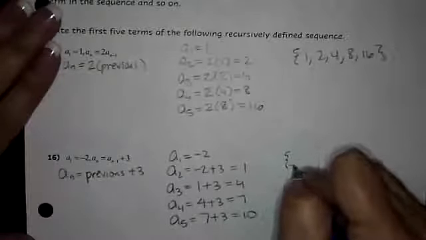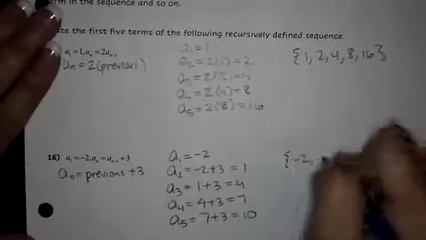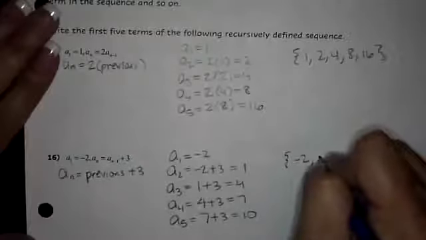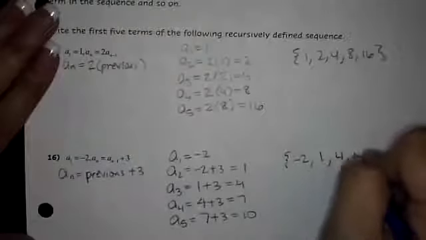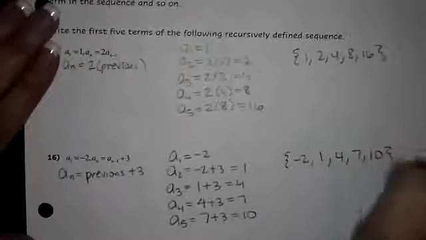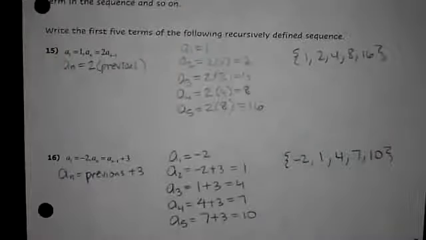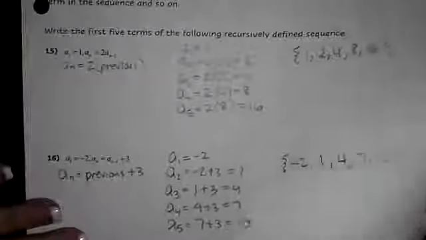So again, the first formulas we used were considered explicit. These are considered recursive. On the quiz and the test, you'll be asked to write recursive ones and explicit ones. So you want to check which one you're writing and how you're writing them. All right, we'll look at one more harder one, and then I'll let you guys pause and try one.